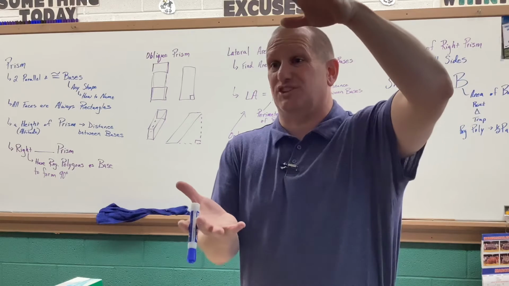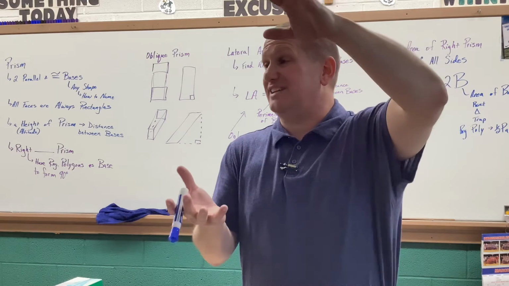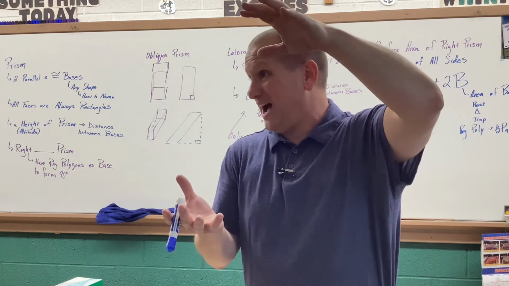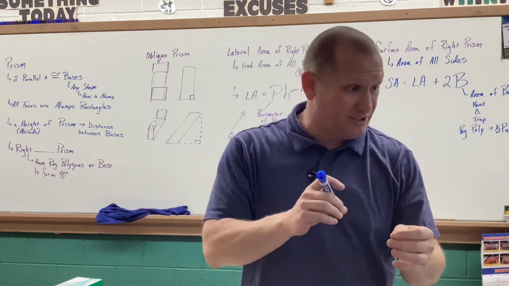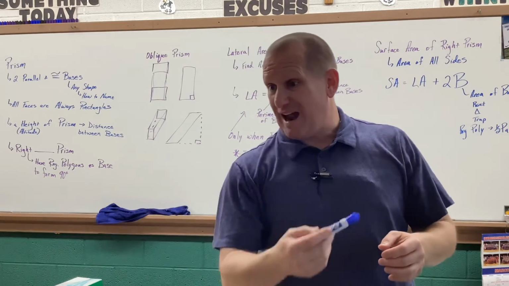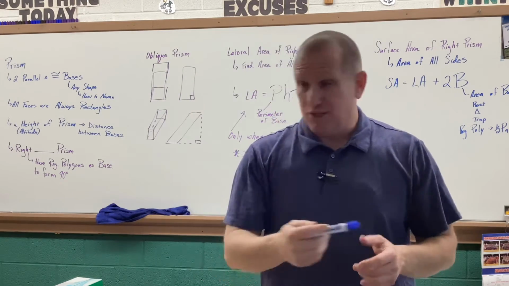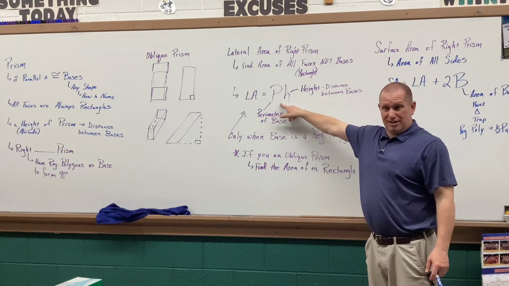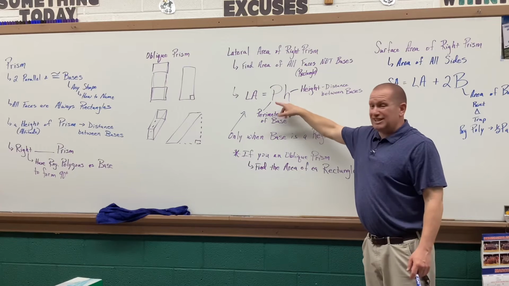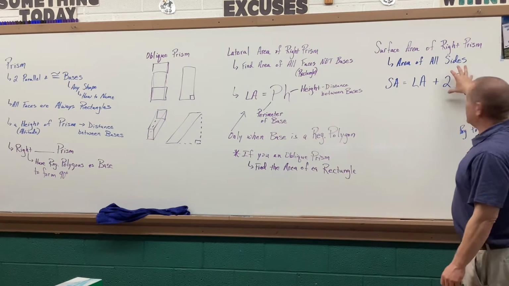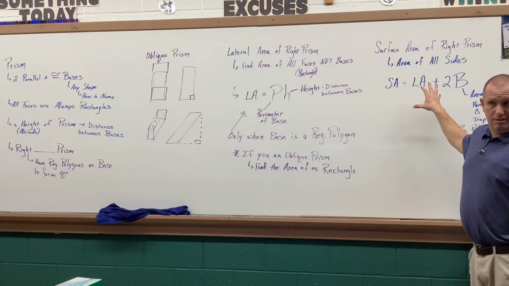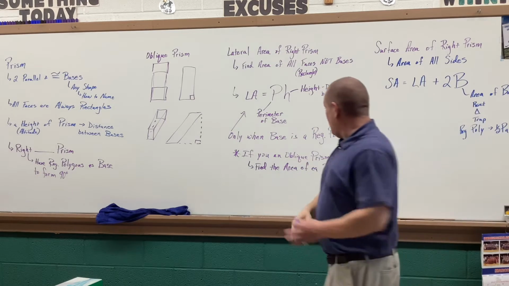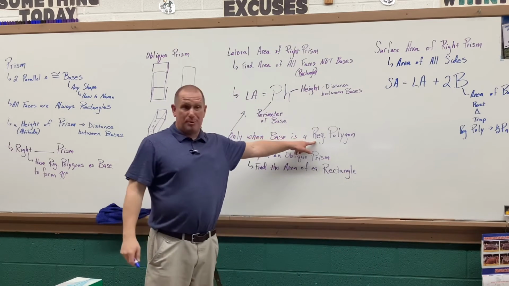So your bases are still the same, but like yesterday, if we had that pentagon where it was a house, all of my rectangles aren't the same, so then I've got to go and figure out all of my rectangles. So basically, you can't do this P times H. You have to find each individual one, and then you could still use 2B though. Right. So that's when it's not a regular polygon at the bottom.